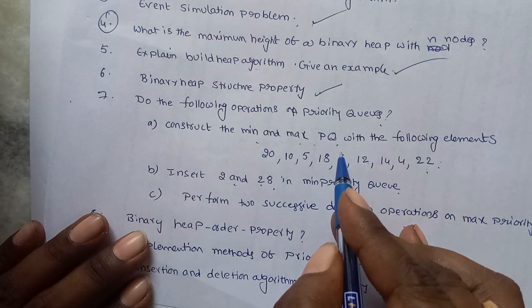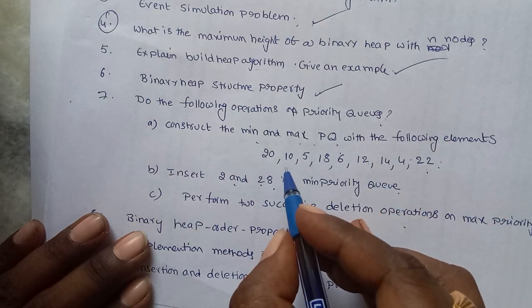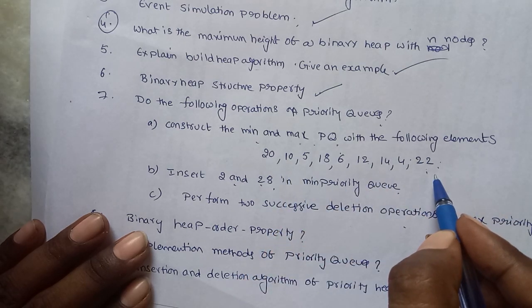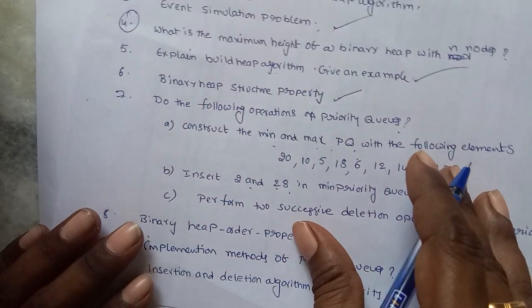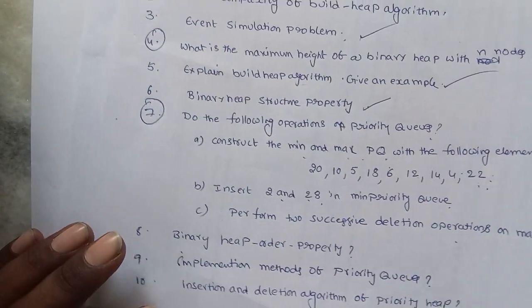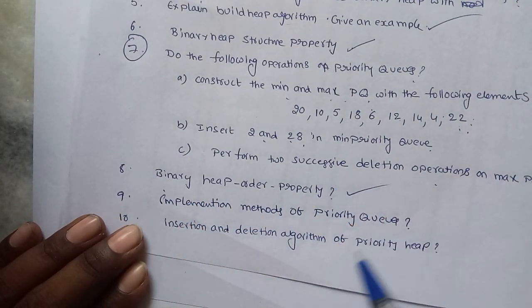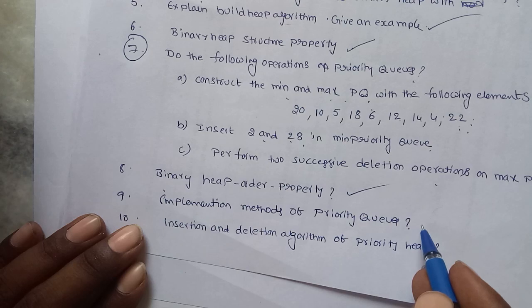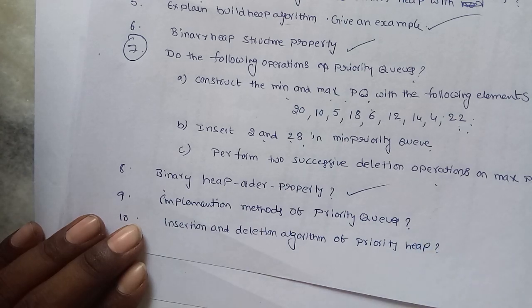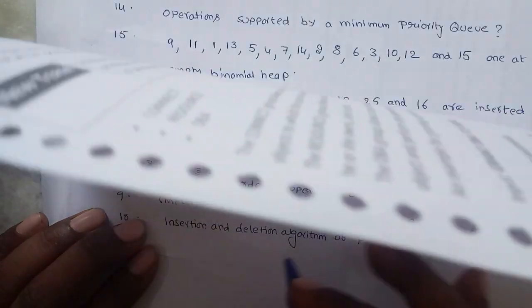We already know how to construct min heap and max heap, how to perform deletion operations. Even though this example is not covered, we have covered some other example. So we will also discuss this example later. Next, binary heap order property. Okay, implementation methods of priority queue. This is the first concept on priority queues, that is using arrays, linked list, binary search tree and heap.